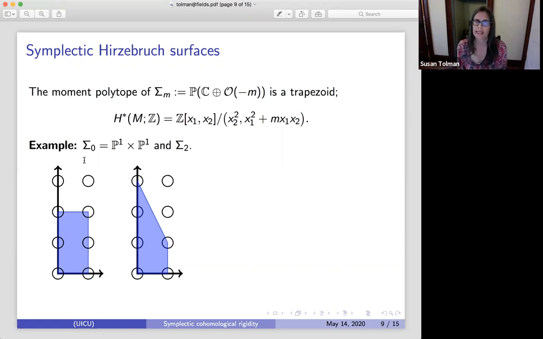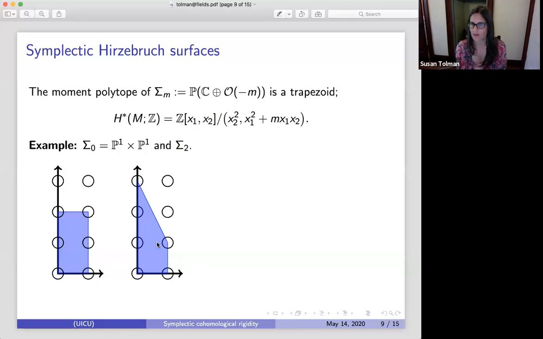We can look at the zero Hirzebruch surface, which is just P1 cross P1. So now the moment image is always going to be a rectangle. I've chosen a particular form here, but that's fine. And for sigma 2, you can see the 2 because the 2 is the slope of this side. Generally speaking, that is what the m is going to do: it tells you the slope of this side.